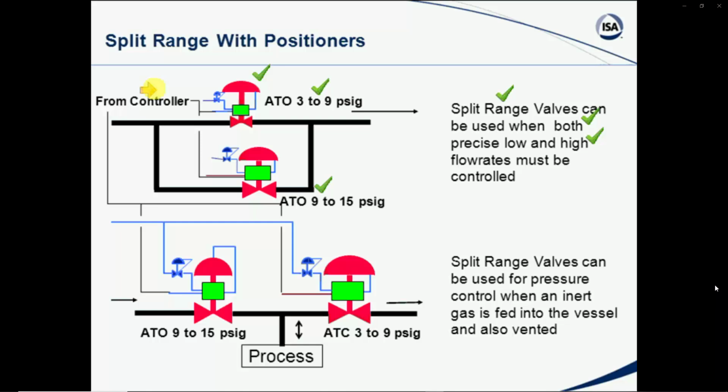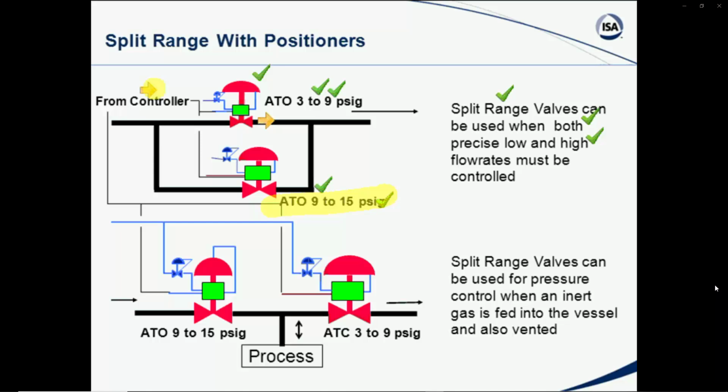As you start calling for an increase in flow rate, and you need a higher flow rate through the line, when the output from the controller reaches 9 psig, this valve is completely wide open, but you're now beginning to open the big valve here because it is in a range of 9 to 15 pounds, and therefore you can control the higher flow rate.